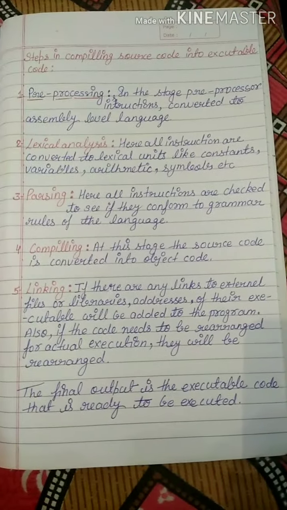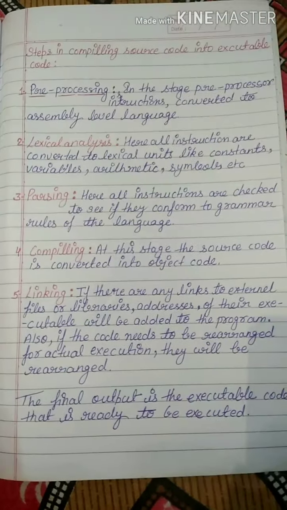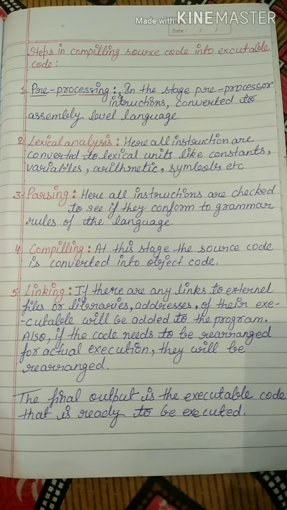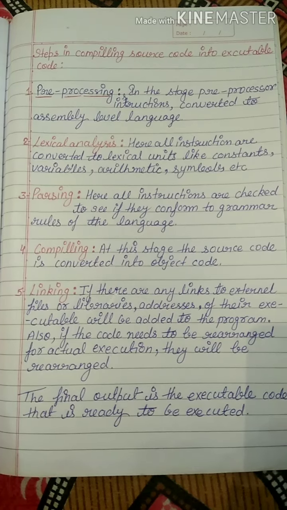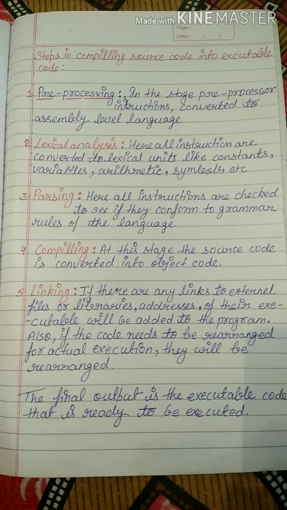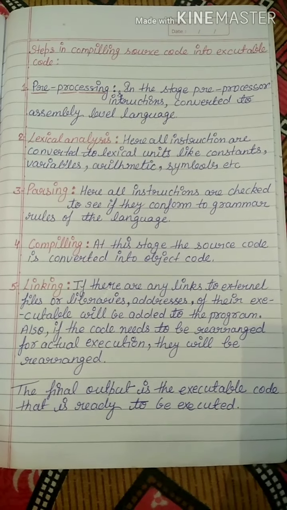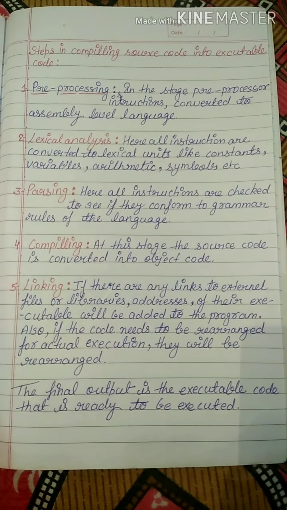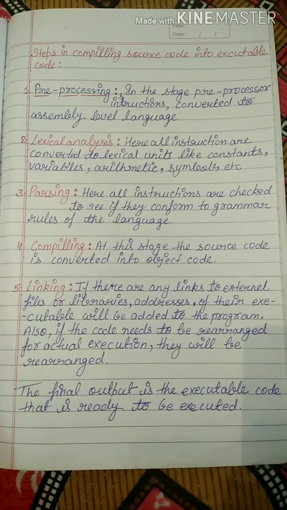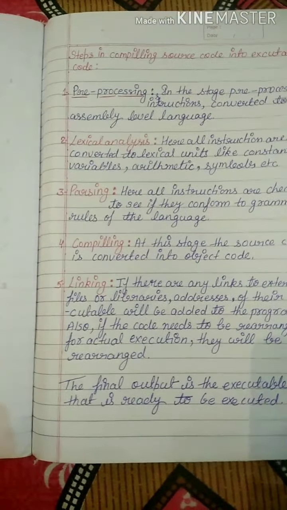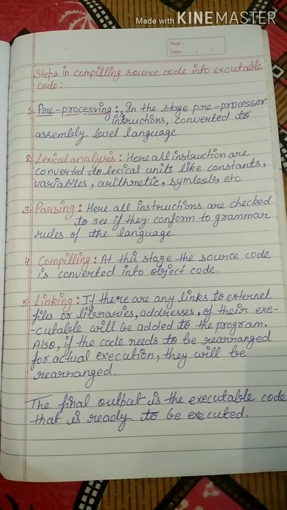Pre-processing. In this stage, the preprocessor instructions are converted to assembly level language. What are preprocessor instructions? Every high level language has some library of code that is already there for the programmer to connect to, which is done using preprocessor instructions. So these are again instructions which are converted into the object code.